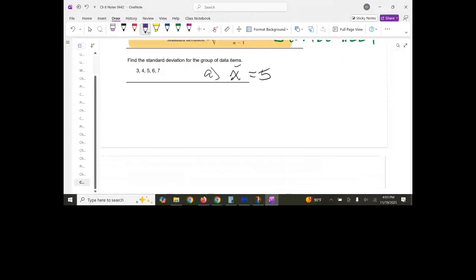Okay, let's do part B. Part B, we're going to go 3 minus 5, 4 minus 5, 5 minus 5, 6 minus 5, 7 minus 5. Okay, we're going to find those numbers. So 3 minus 5, negative 2, 4 minus 5, negative 1, 5 minus 5 is 0, 6 minus 5 is 1, 7 minus 5 is 2.